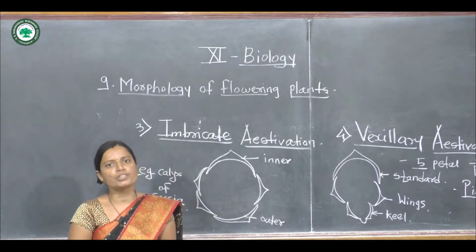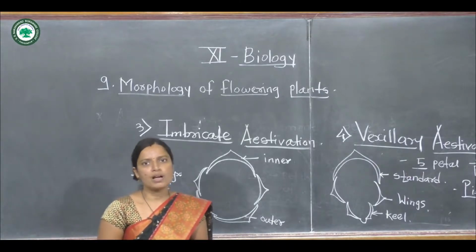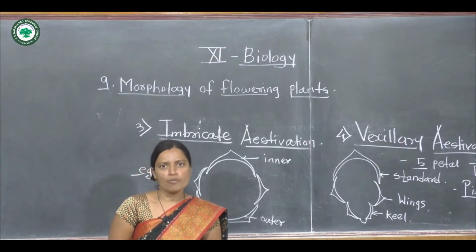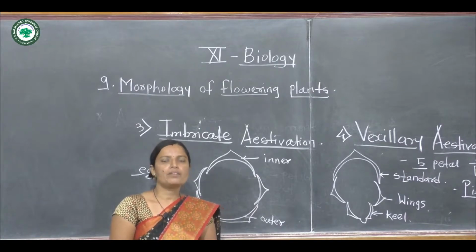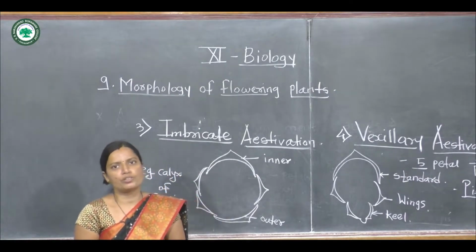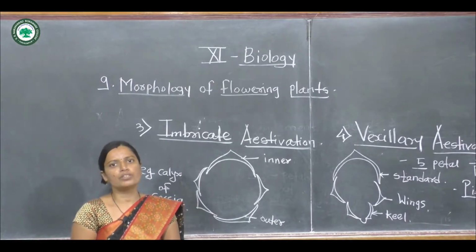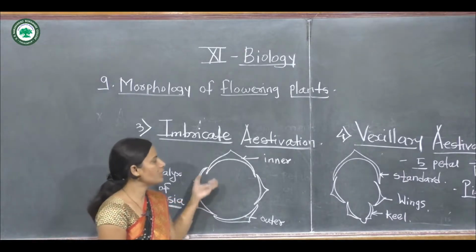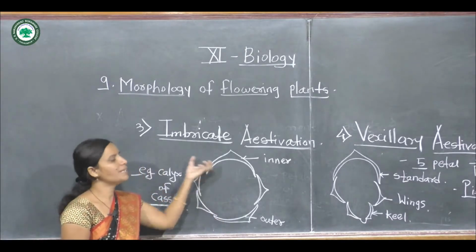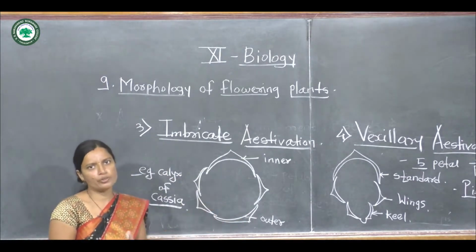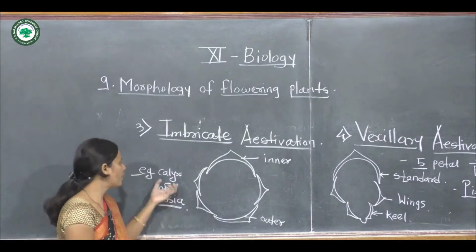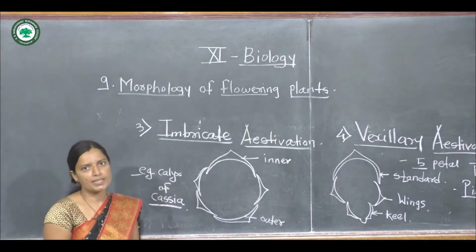For example, in China rose, the hibiscus flower, the corolla shows the twisted type of arrangement. The third type is imbricate aestivation. In this type, one is inner, one is outer, and the remaining ones overlap with each other, for example in the calyx of cassia.